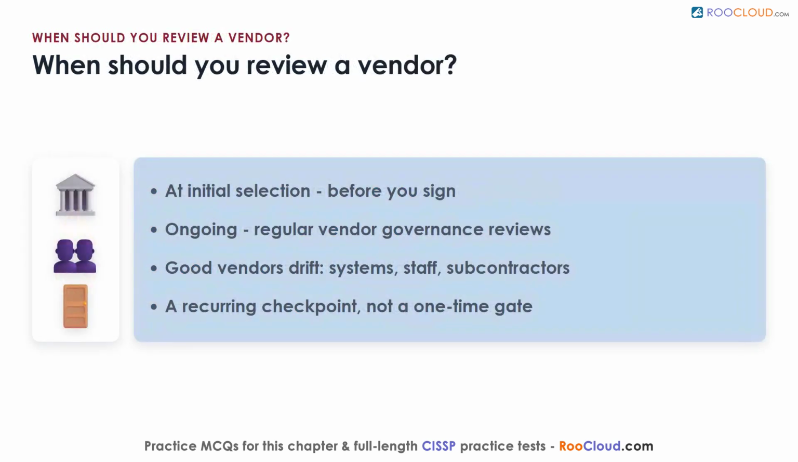When in the relationship should you review a vendor? At 2 points, not just one. The first is during initial selection, when you evaluate a vendor's controls before you sign anything. The second is ongoing, through regular vendor governance reviews across the life of the relationship. A vendor that was solid at signing can drift over time, changing its systems, its staff, or its own subcontractors. So the review is a recurring checkpoint, not a one-time gate.